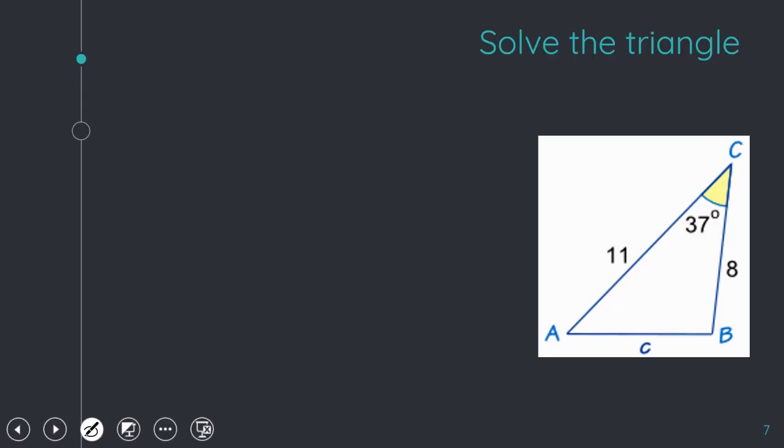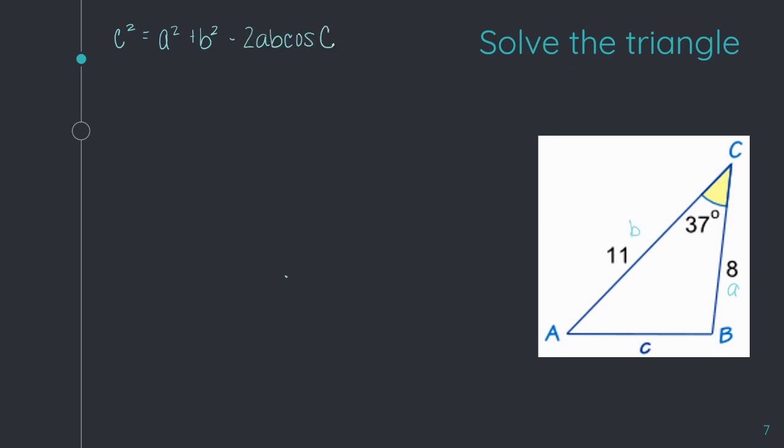Let's try another one. Here we have a triangle we need to solve for the missing parts. So we're trying to find side C, we're trying to find angle B, we're trying to find angle A. We know angle C, we know side B, and we know side A. So this is going to make that formula look a little different because this time I'm going to use the one for side C. So I'm going to say C squared equals A squared plus B squared minus 2AB cosine of angle C.